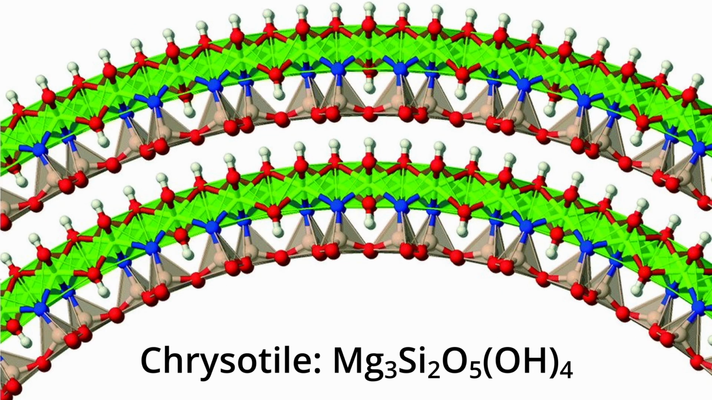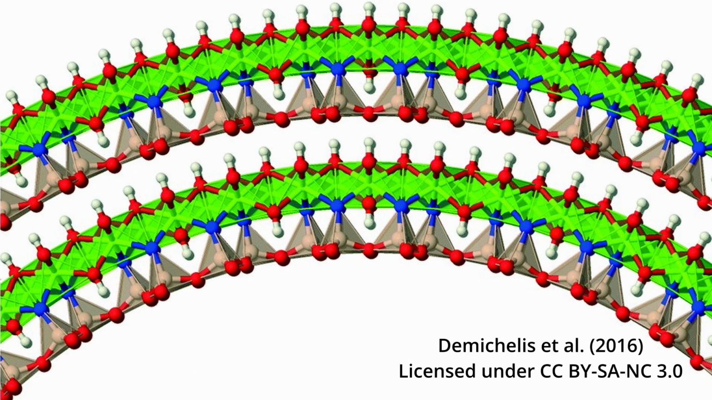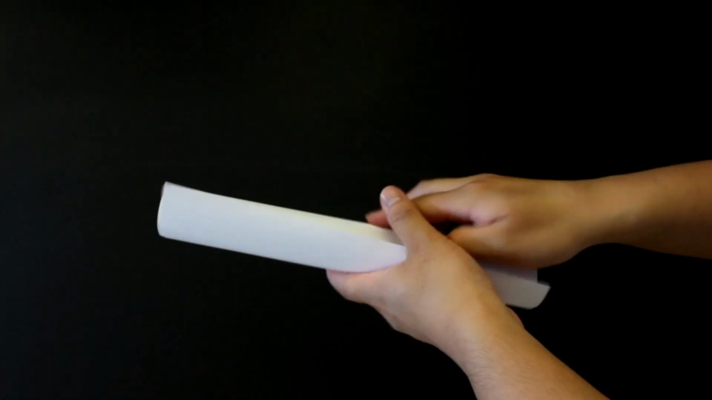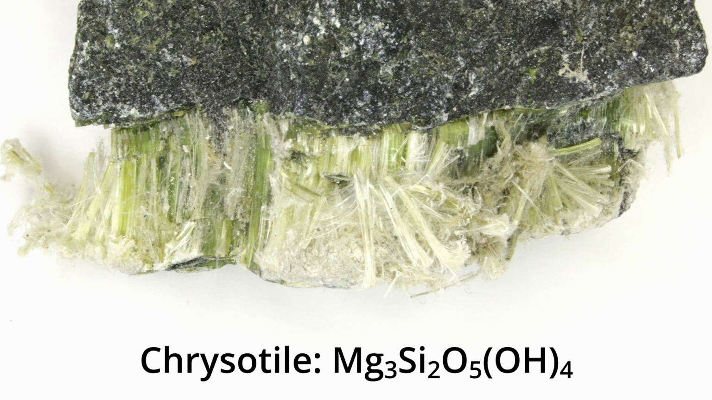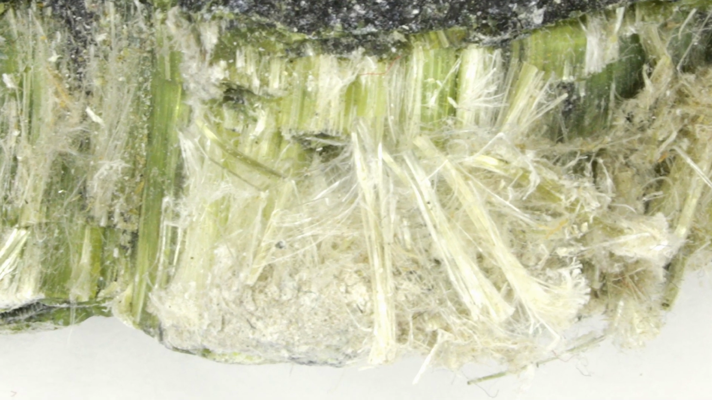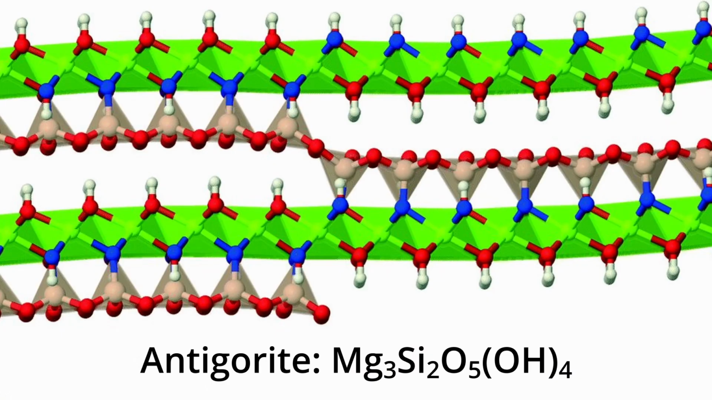In the structure of chrysotile, however, the O modules are slightly larger than the T modules, causing the modules to bend. The modules bend in on themselves like a curled up piece of paper. This makes chrysotile take up a fibrous appearance, which is also known as an asbestiform habit.